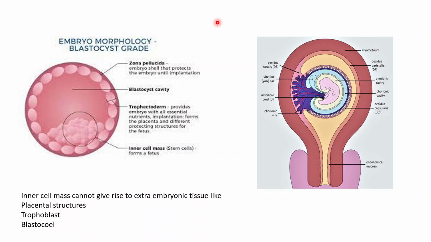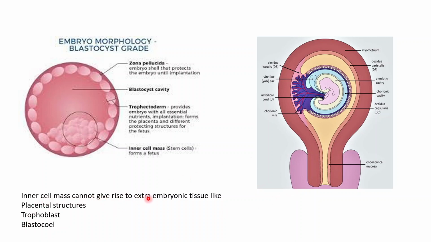Let's move on with our explanation. Here is an implanted embryo with all its extraembryonic structures. We have the placenta, and the myometrium and endometrium, which are the uterine linings. Decidua is also an extraembryonic tissue. We have the decidua basalis, the parietal decidua, the amniotic cavity, and all other structures. So decidua is also an extraembryonic tissue, and the extraembryonic tissue comes from the trophectoderm.